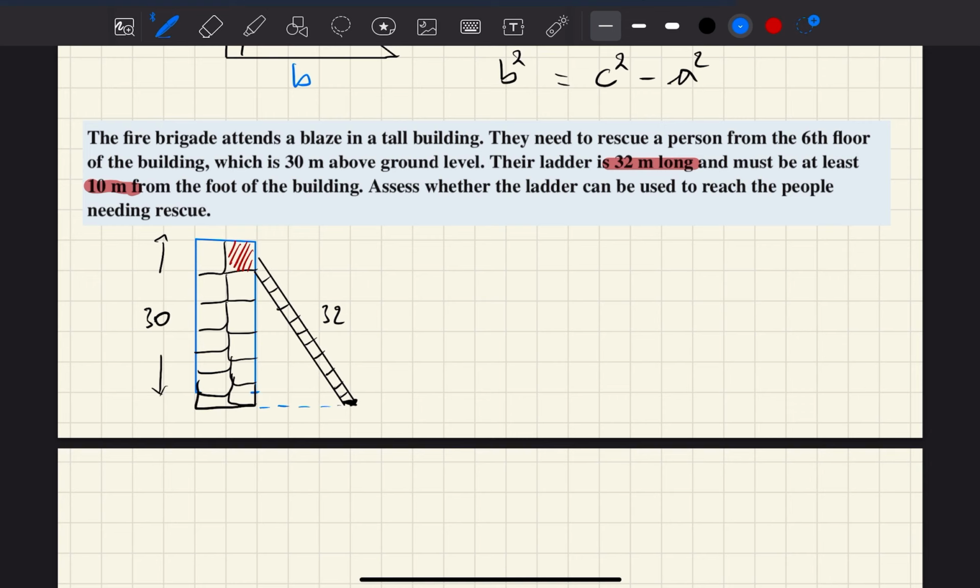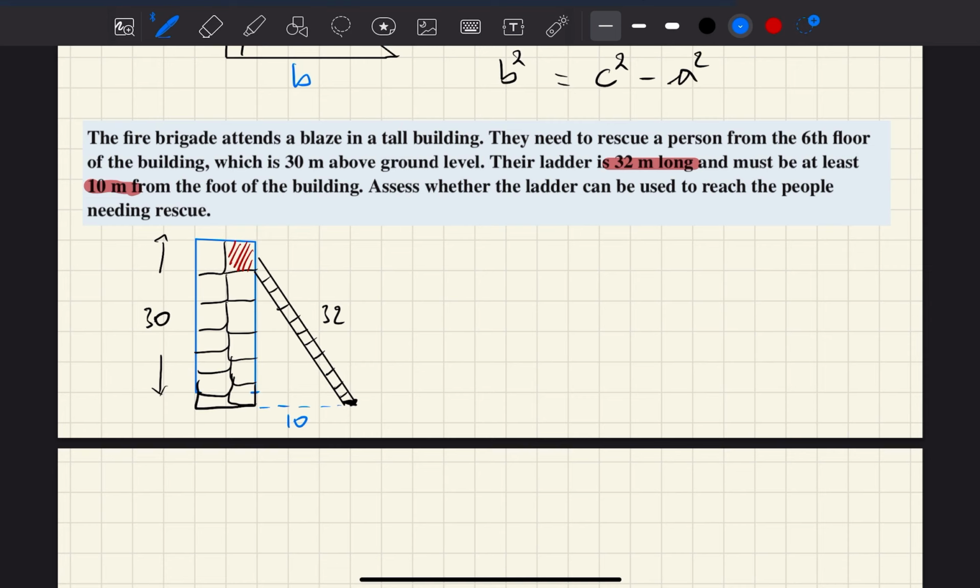This part here is 10 meters. So the question asks us to assess whether the ladder can be used to reach the people who need rescue. You can see how the triangle is coming in. We're going to assess this because you can see the ladder in the building. If you put it vertically, the ladder is longer than this, but the question is asking us to assess whether this ladder will be enough to reach that way.